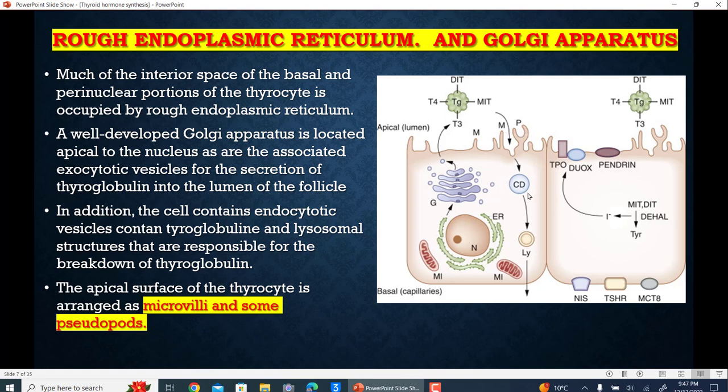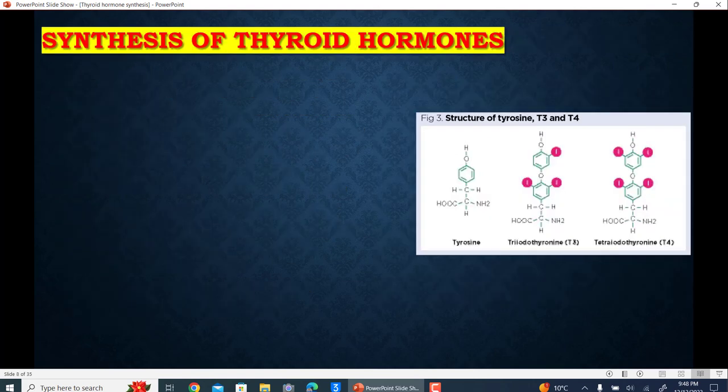Here we have two structures. One is a vesicle which contains thyroglobulin, and the other is a lysosomal structure which contains lysosomal enzymes. And in the apical portion of the thyrocyte there are microvilli and pseudopods. These pseudopods have a specific function which we will discuss in the upcoming slide.